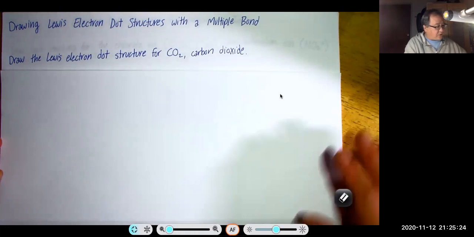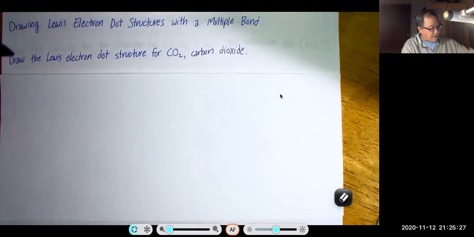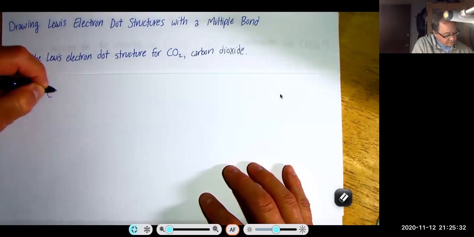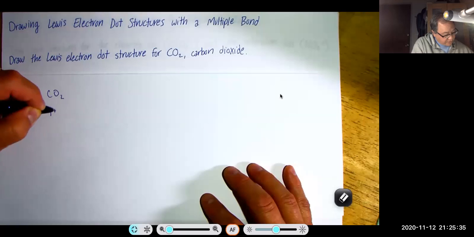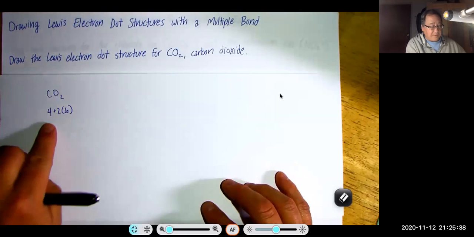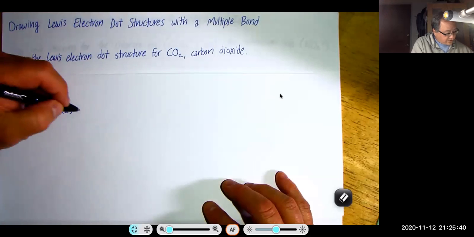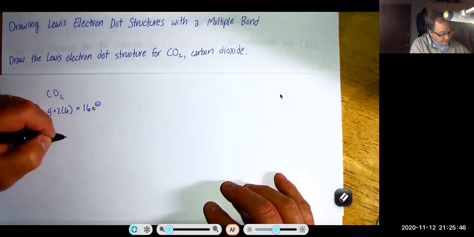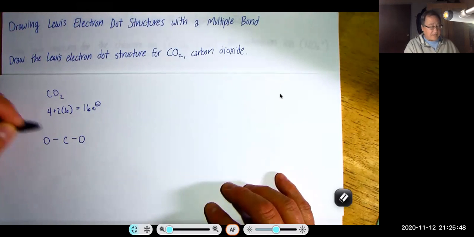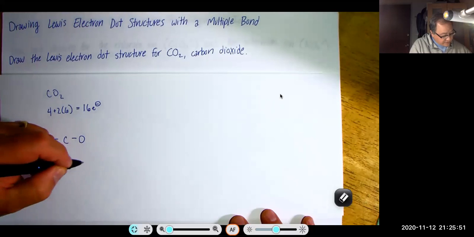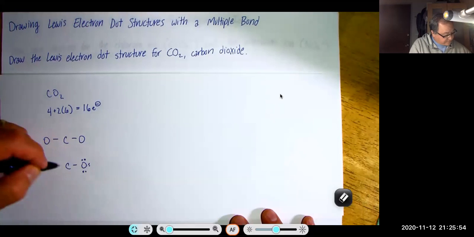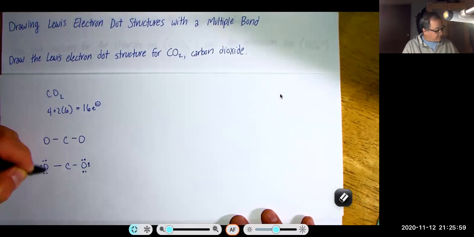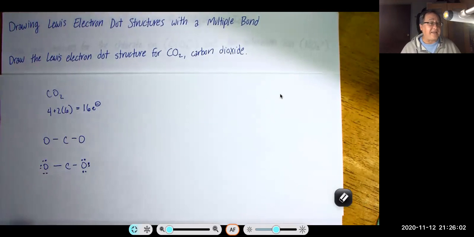Draw the Lewis electron dot symbol for a multiple bond. So we want to do this for CO2. So CO2, you got a carbon plus 2 oxygens, 4 for a carbon, 6 for an oxygen. So this comes out to 16 electrons. You're going to put carbon in the middle. And then you're going to add lone pairs to the oxygen and lone pairs to the other oxygen. Okay, so now each oxygen has 8.